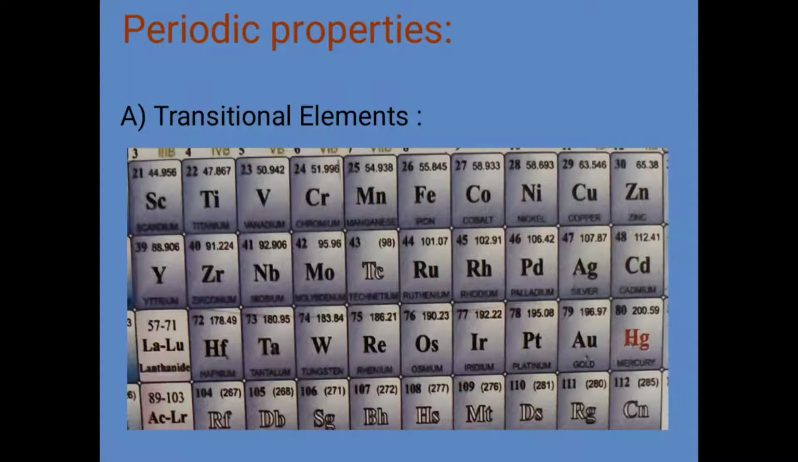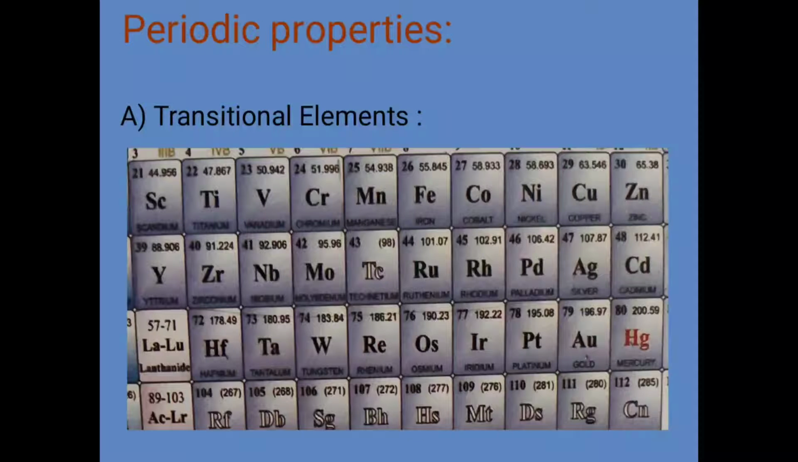At present, Ac, Rf and Db. Atomic number of Ac is 89, Rf is 104 and Db is 105.